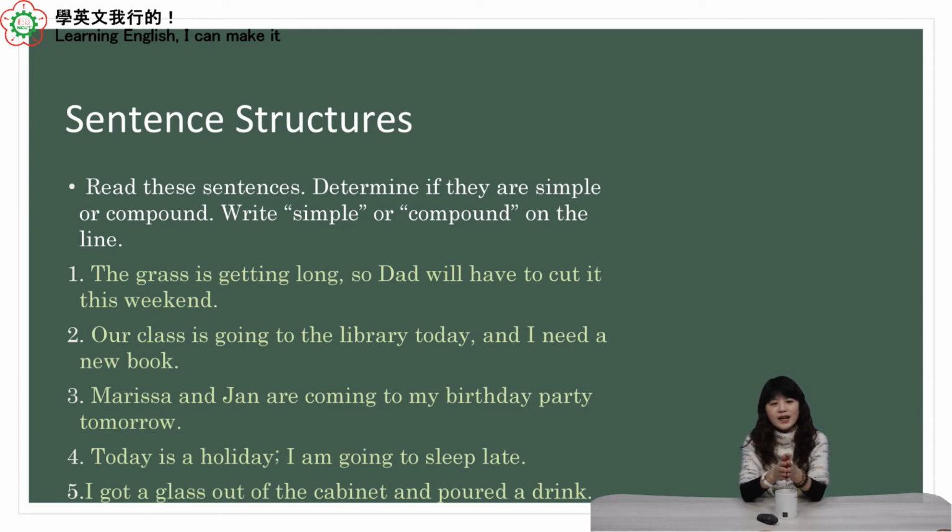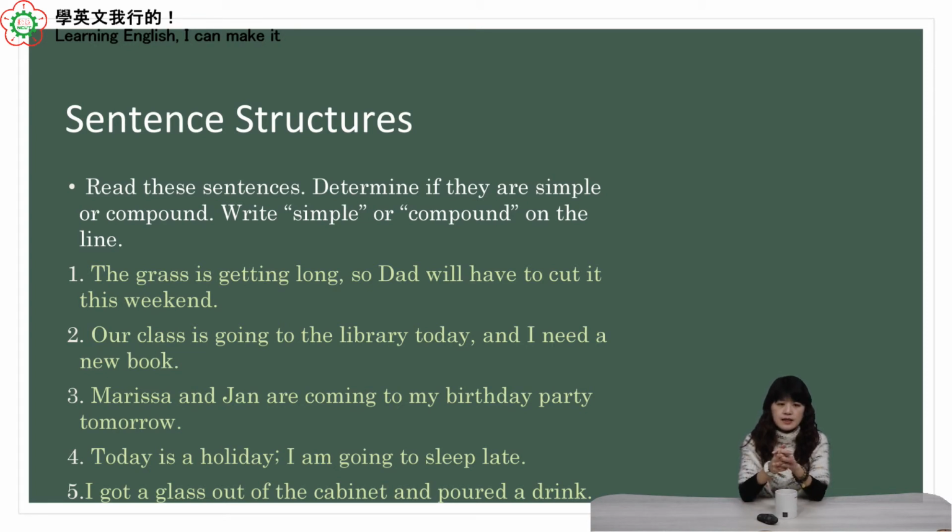Second one, our class is going to the library today and I need a new book. So the first sentence here, you can see our class is going to the library today. You have the subject, our class, the verb is going to, and the library is the object. Okay, and then you combine the two simple sentences. The second simple sentence is I need a new book. So this is also a compound sentence.